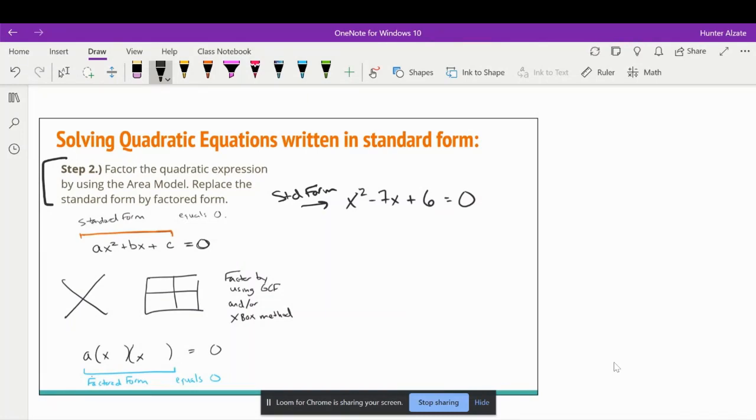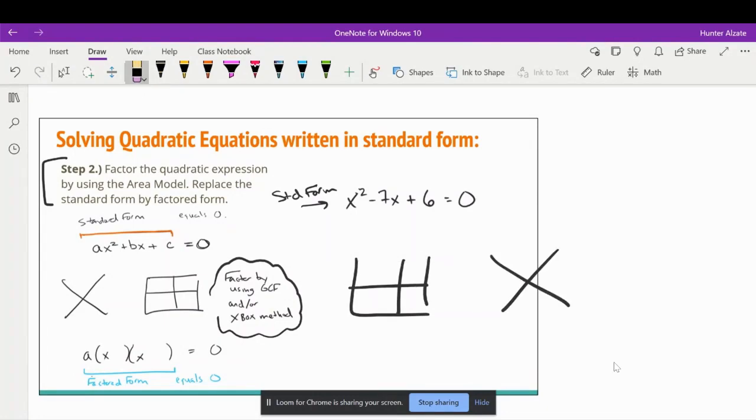But first we have to factor. So we use the GCF or Xbox method. So I'll use both really. So let's see. I need a little bit more space here. So if you already know how to do this, just do it on your own and skip to the next step. If you need to go along with me, do it with me. So x squared goes there, 6 goes there. I multiply them and it becomes 6x squared on top. And then this negative 7x goes down here.